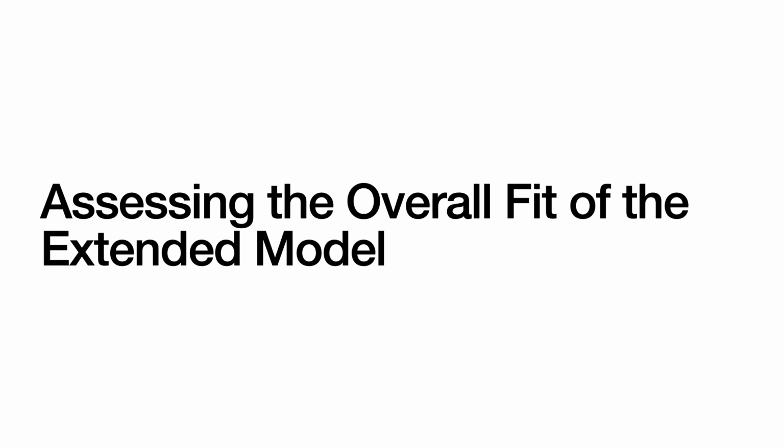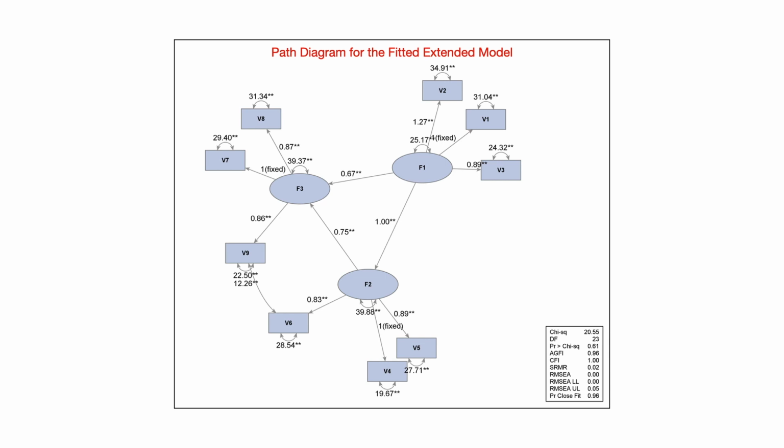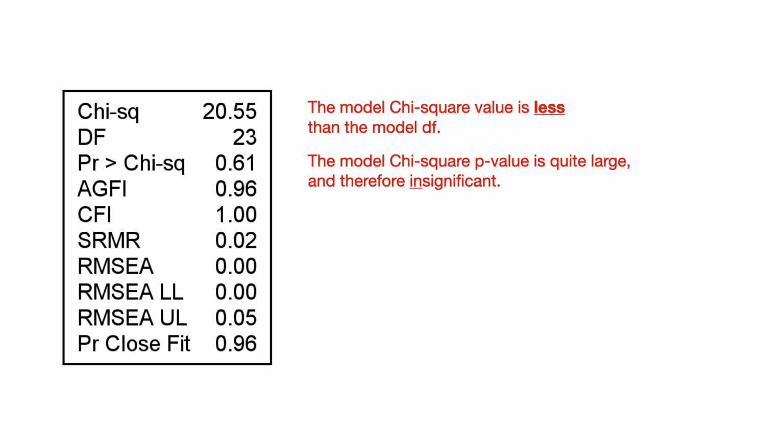So let's assess the overall fit of the extended model. And so again, looking at the path diagram for the fitted extended model, we've got a table of fit indices in the bottom right-hand corner of this plot. And so let's take a look at these values. First, we see that the chi-square value for this model, 20.55, is less than the model degrees of freedom, which are 23. The model chi-square p-value, which is 0.61, is quite large and therefore insignificant.